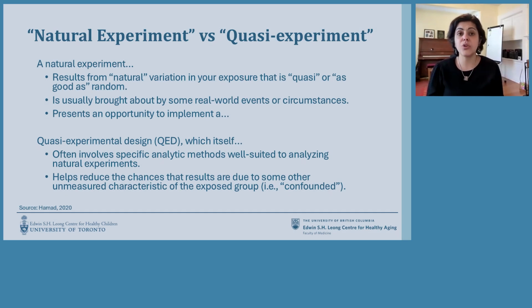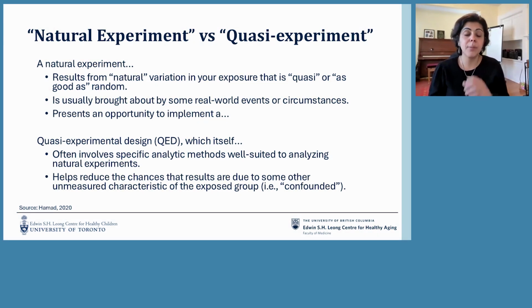So let me define these two terms, natural experiment and quasi-experiment. They are sometimes used interchangeably, and not everyone agrees on the exact definition, but this is how I'm going to be using these terms in this lecture. So a natural experiment results from some natural variation in your exposure that is quasi-random or as good as random. That's how it's often described. So in other words, the variation is arbitrary. It's not subject to confounding by unobserved factors, even if it is not truly randomly assigned by the researcher.